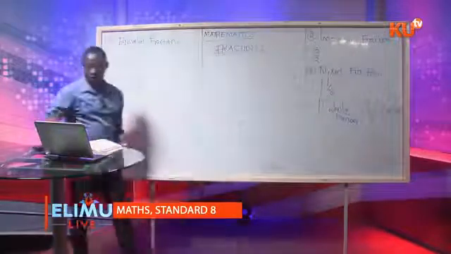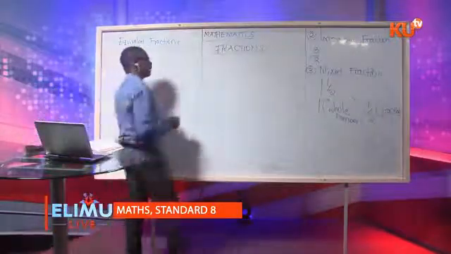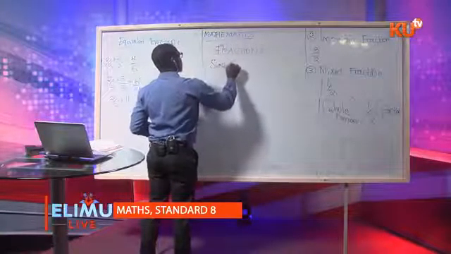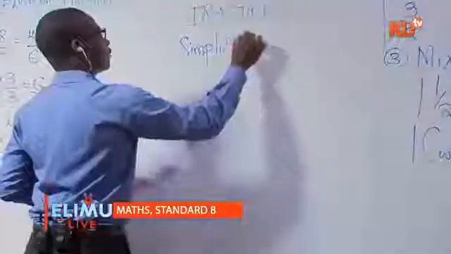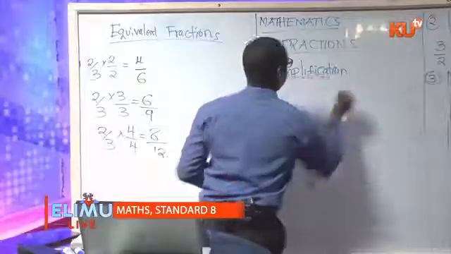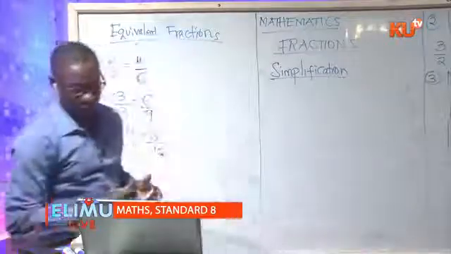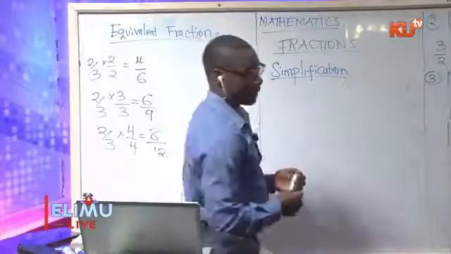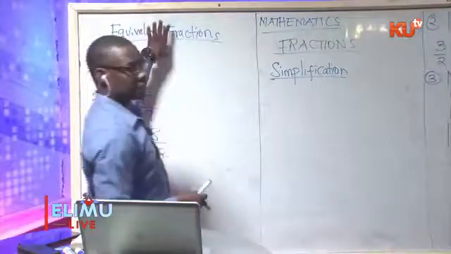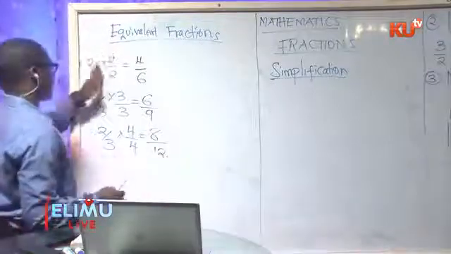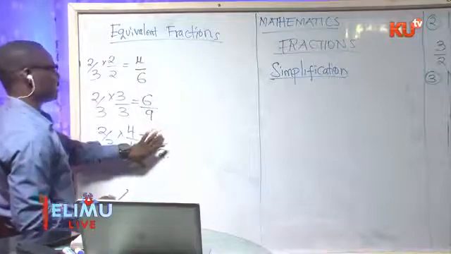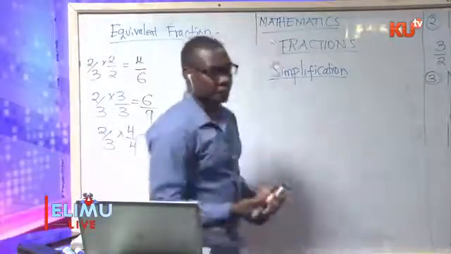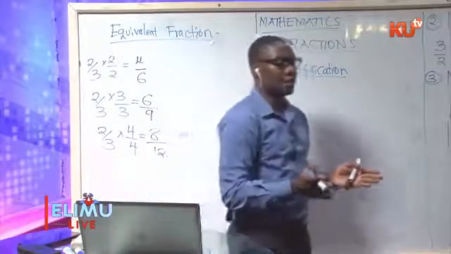So the other thing about fractions we can look at is simplifying fractions. Simplification of fractions. So with simplification of fractions, you can have a fraction that is large, then you are told to simplify. So it is the opposite of this. So this one, we are multiplying by numbers as we get large figures, whereas when we come to simplification, we are trying to divide the fraction to get small figures.